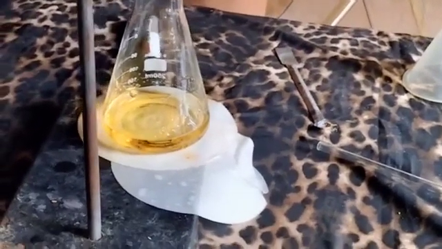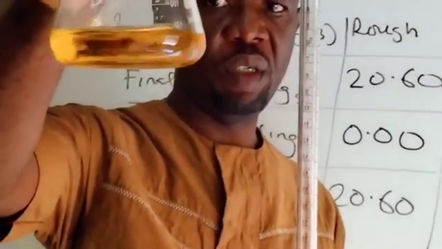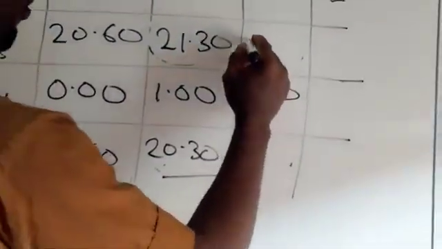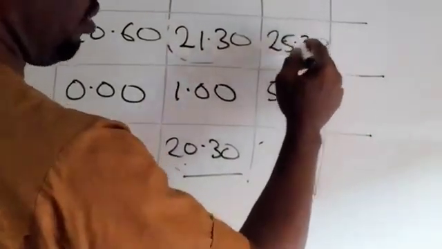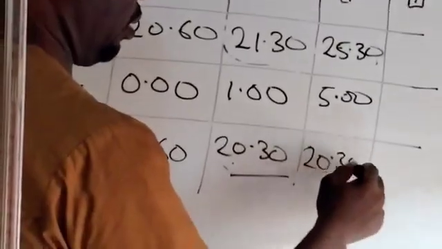So let's check the color. Bring out the conical flask and check it. You still have an orange color produced. Definitely an orange color. It's a glittering color at 25.30. So go to the board and record 25.30. So when we subtract, we have 20.30.